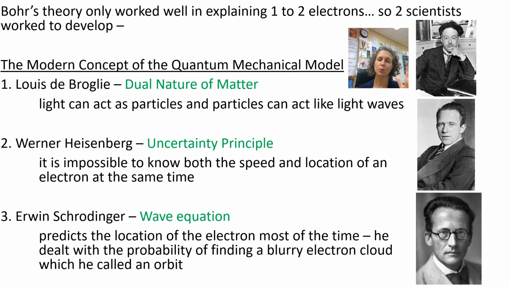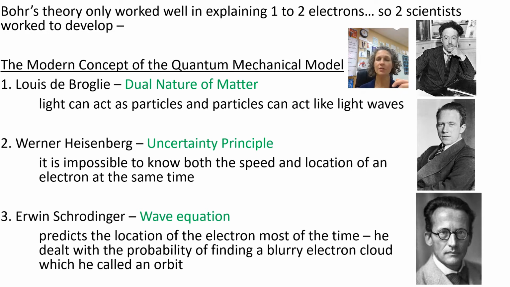So now, Bohr's model was pretty simple. It only worked well if you were trying to figure out really small atoms, helium, hydrogen. So a group of 3 physicists were working on some other things involving light and electrons, and together their 3 concepts were put together to form the modern concept of the quantum mechanical model.